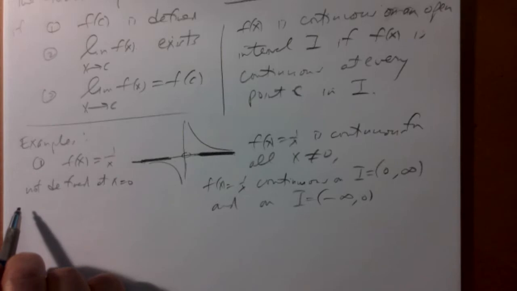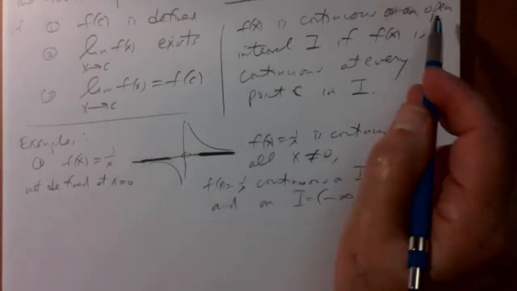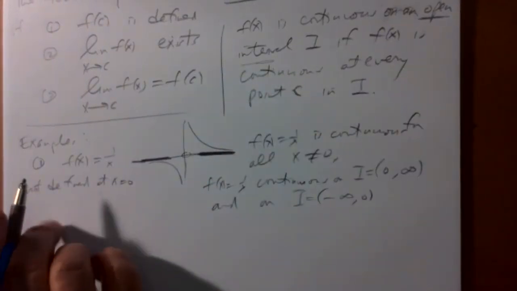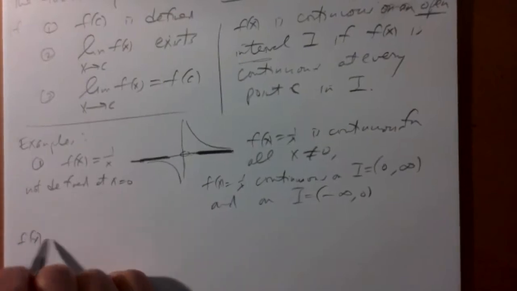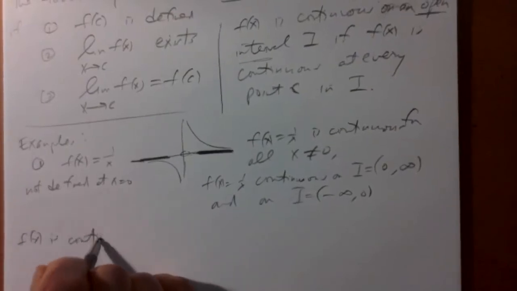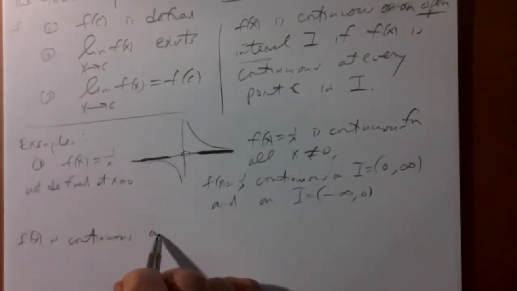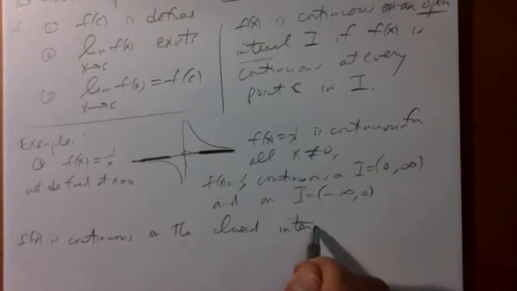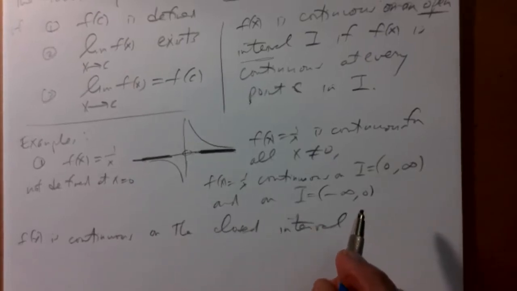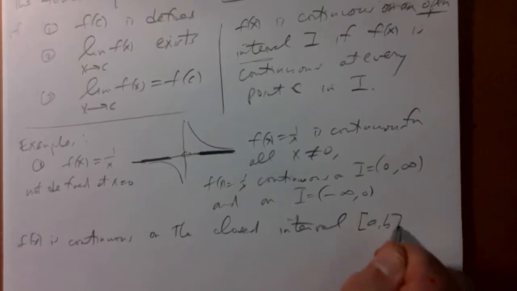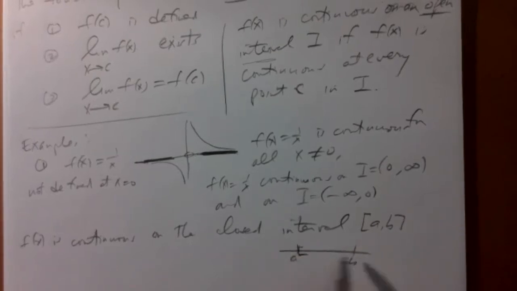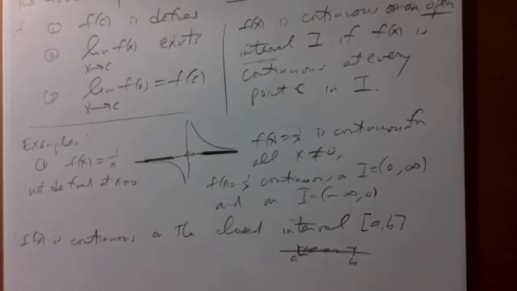Sometimes it's useful to talk about when a function is continuous on a closed interval. So here we're talking about an open interval. So we say that f of x is continuous on the closed interval from a to b. So on the number line, we have a, we have b, and it's the whole interval, including the endpoints.